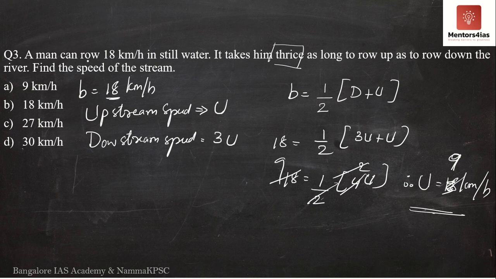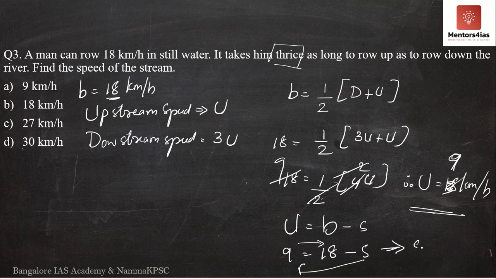But what is the question asking for? The question is asking for only speed of the stream, and we know that upstream speed is nothing but the difference between speed of the boat and speed of the stream, where the upstream speed is 9, speed of the boat is 18, and we have to find out S. So we take S, that is speed of the stream, to the left hand side and 9 to the right hand side. What do we get here now? We get S is equal to 18 minus 9, which is nothing but 9 kilometers per hour. Therefore, the correct answer is 9 kilometers per hour. It is option A. The correct option is option A, 9 kilometers per hour.